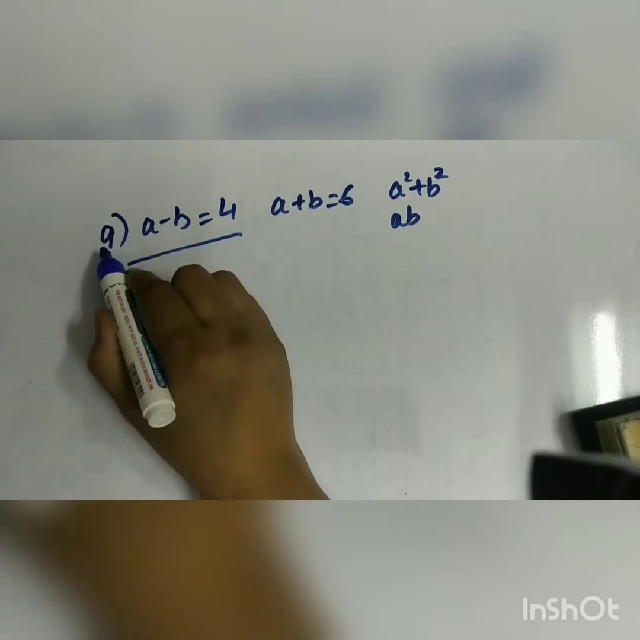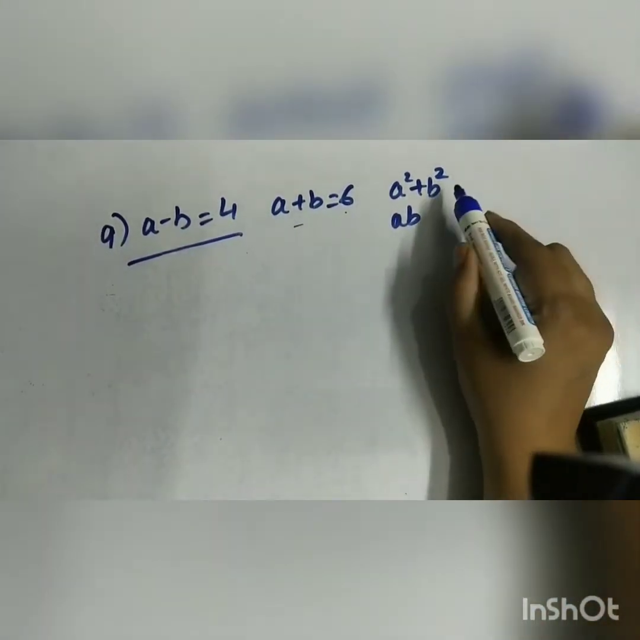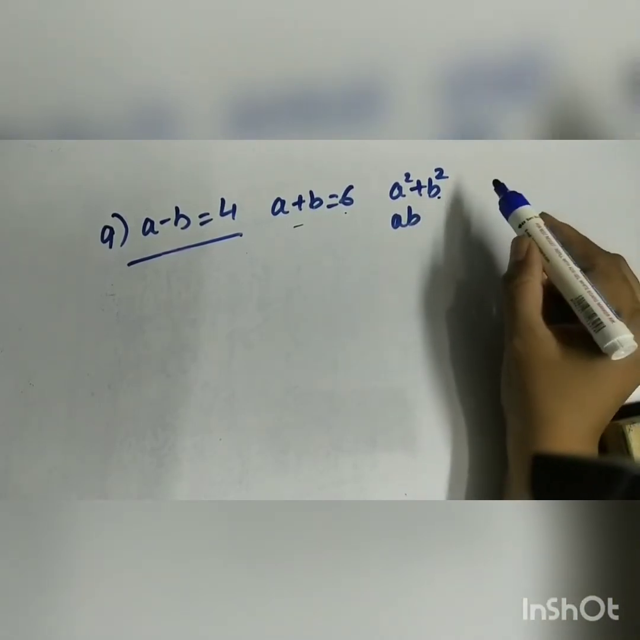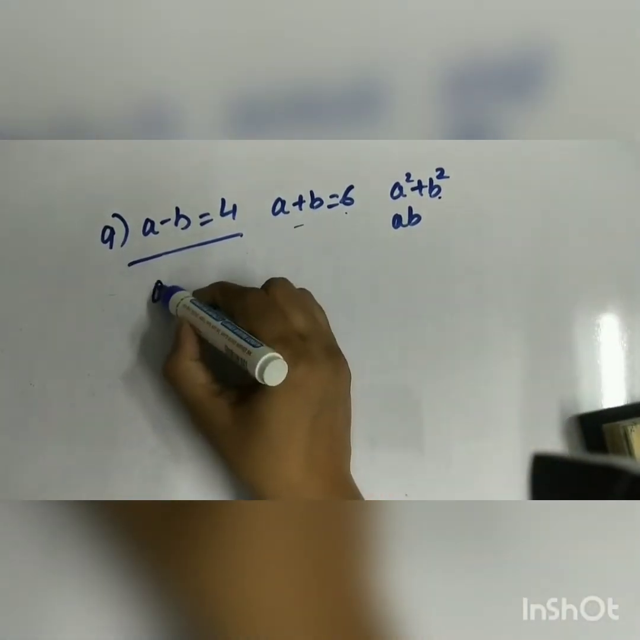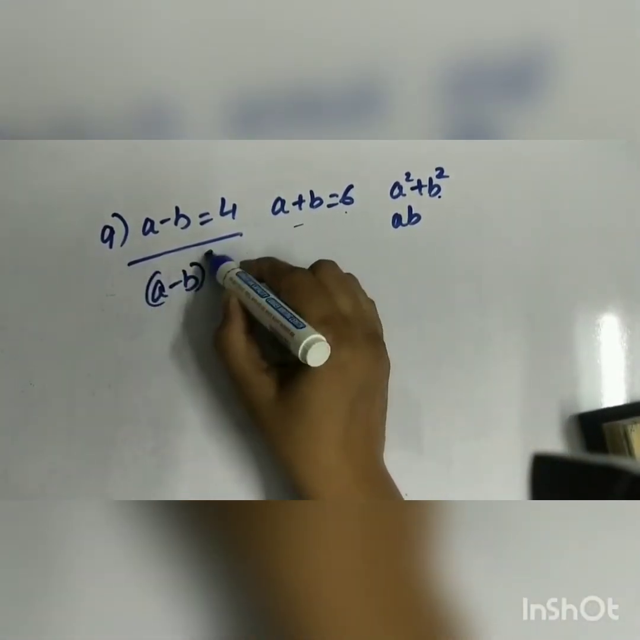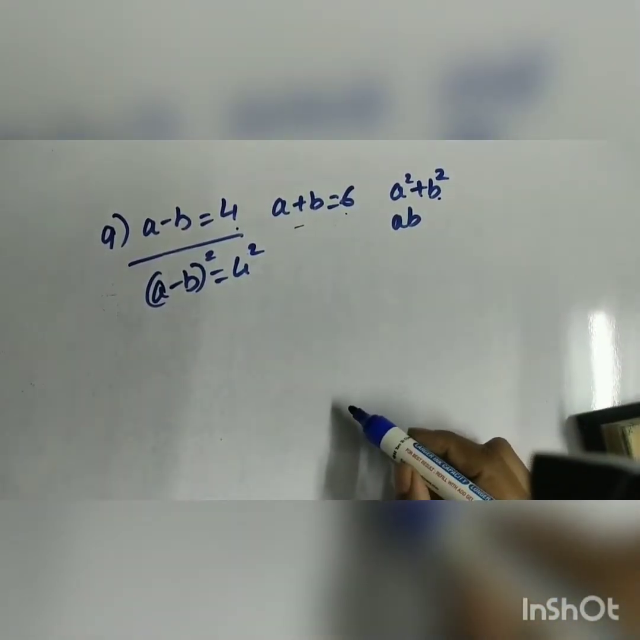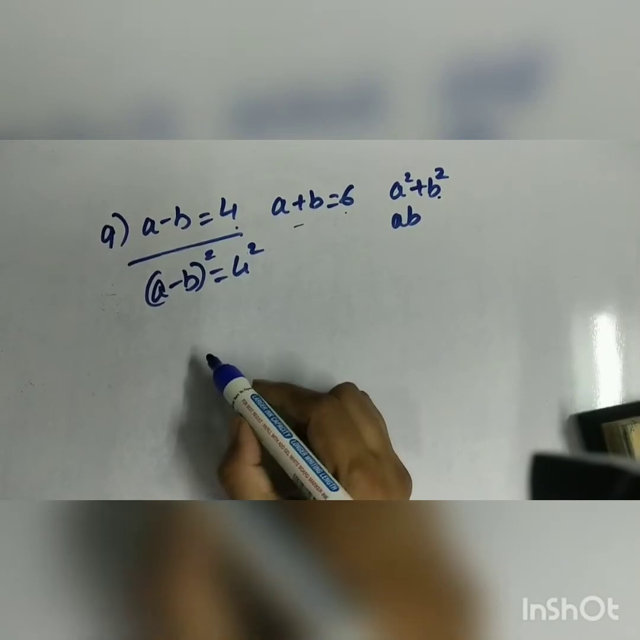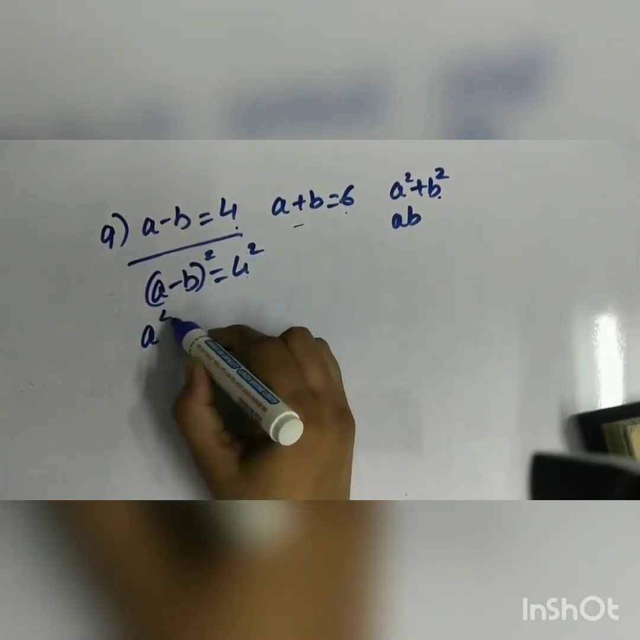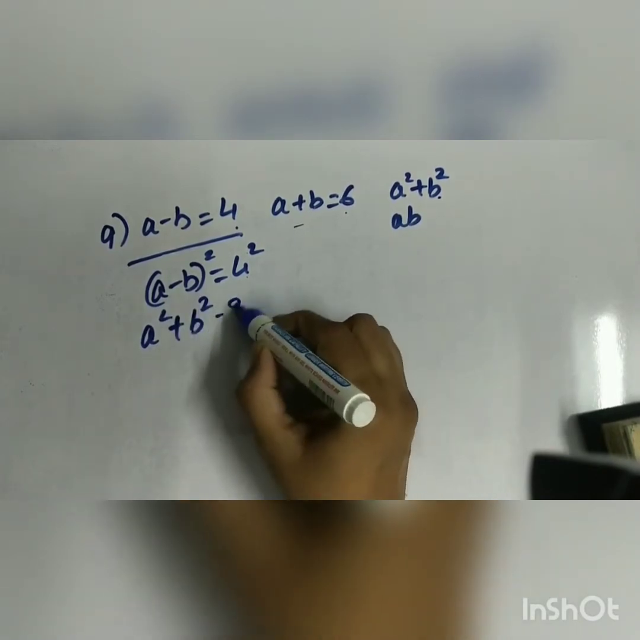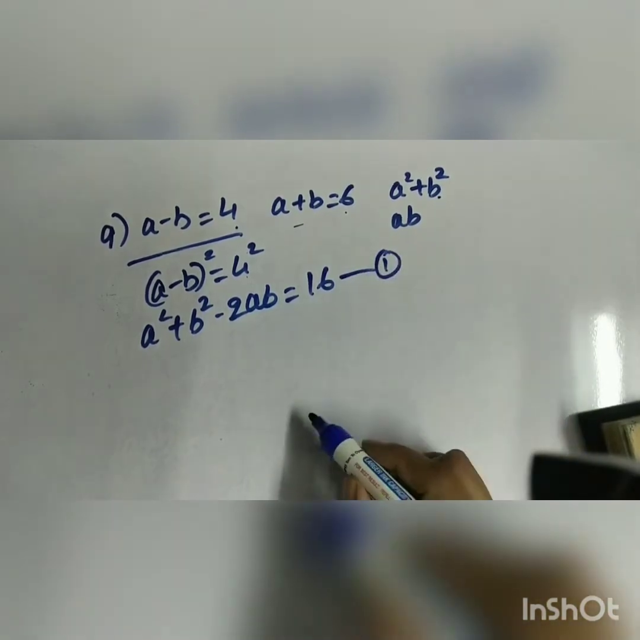This is the ninth question. They have given the value of a minus b and a plus b. We're supposed to find a square plus b square and ab. When you come across such cases, you are supposed to square both the sides of this equation and this equation. So let's start squaring the first equation. Here we have a minus b whole square is equal to 4 square, that is nothing but a square plus b square minus 2ab is equal to 16. Let's consider this as equation number 1.